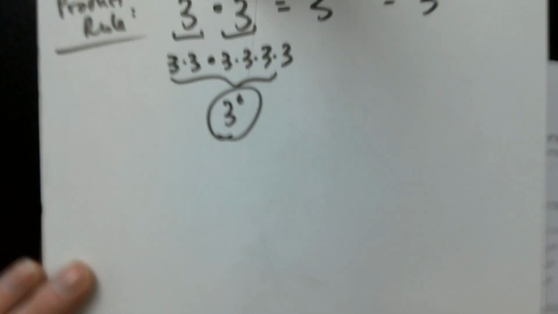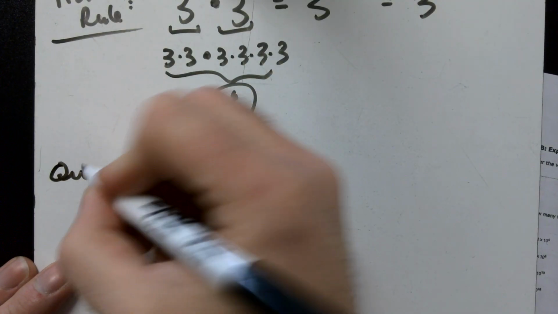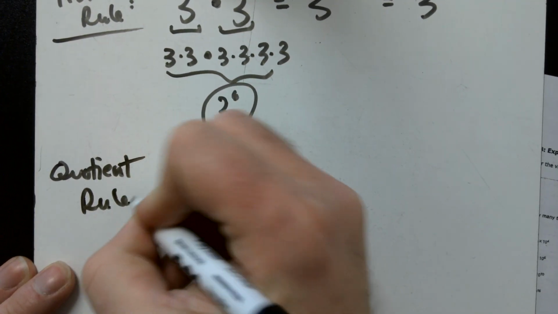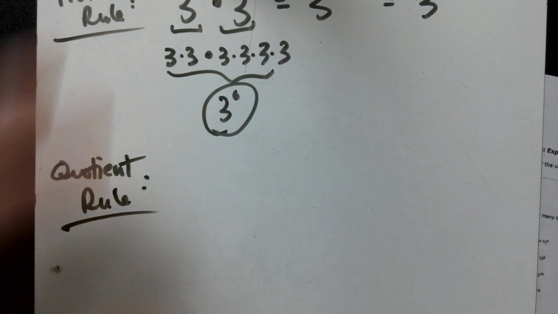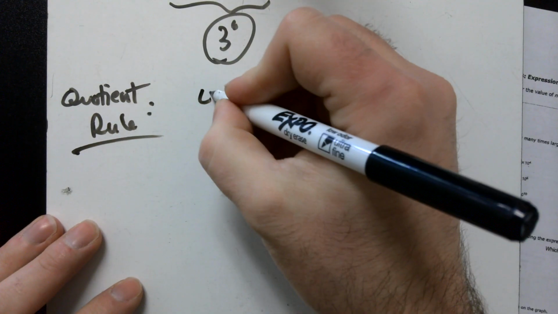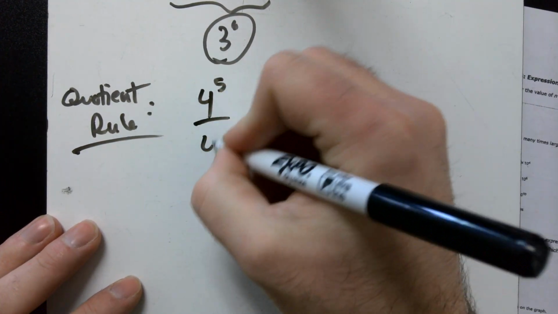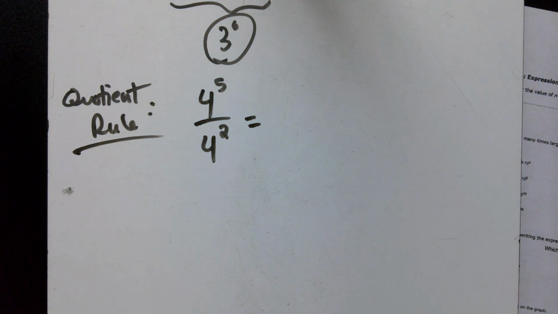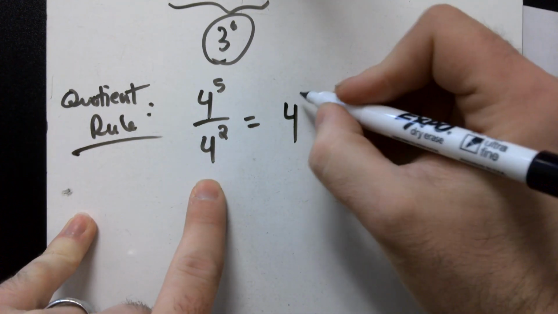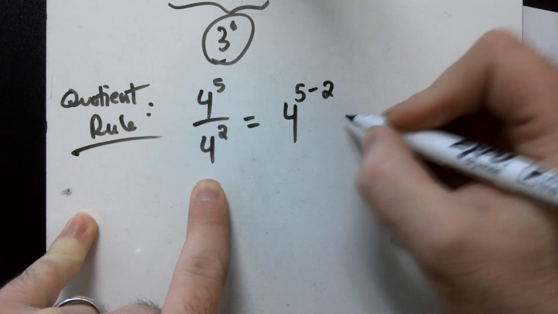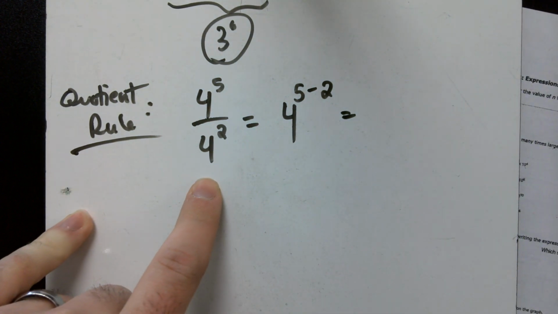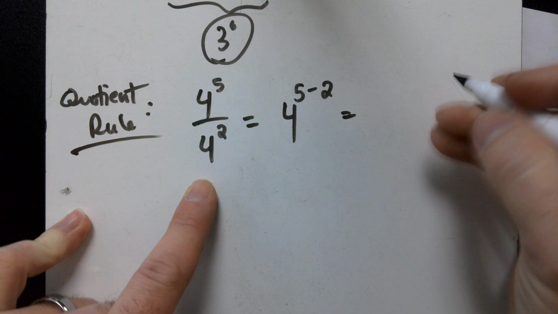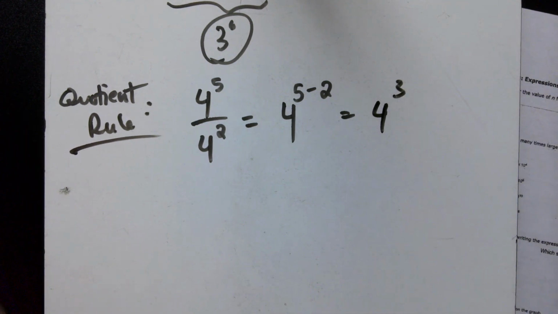Perfect. What's the opposite of a product? A divide. That's right. The answer to a division problem, as we all know. Quotient rule. Okay, the quotient rule tells me if I have like bases that are being divided, my like bases fuse into a single base, and what should I do with my exponents? Subtract. Obviously, the opposite of a product is a quotient, so the opposite of adding my exponents is subtracting them. What's 5 minus 2? 3.